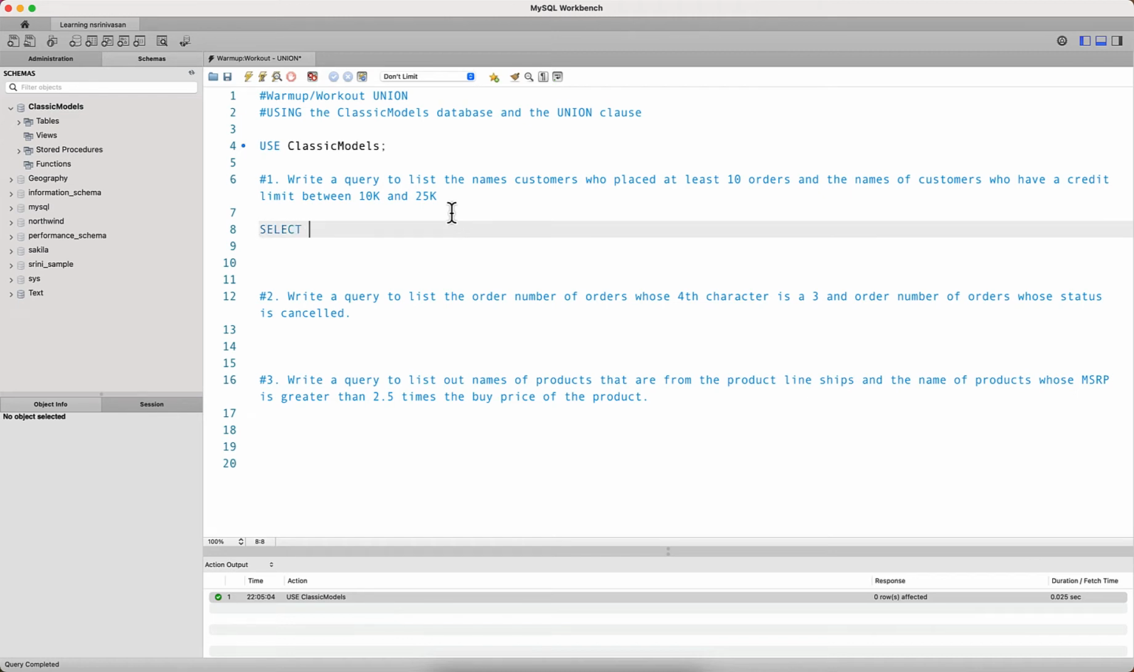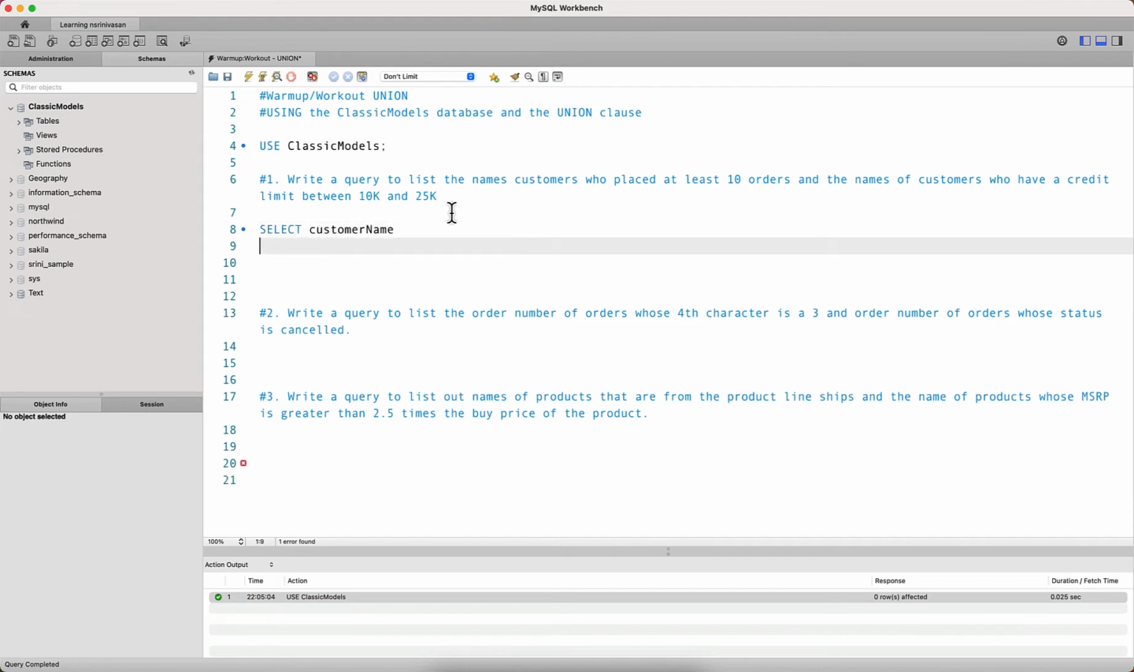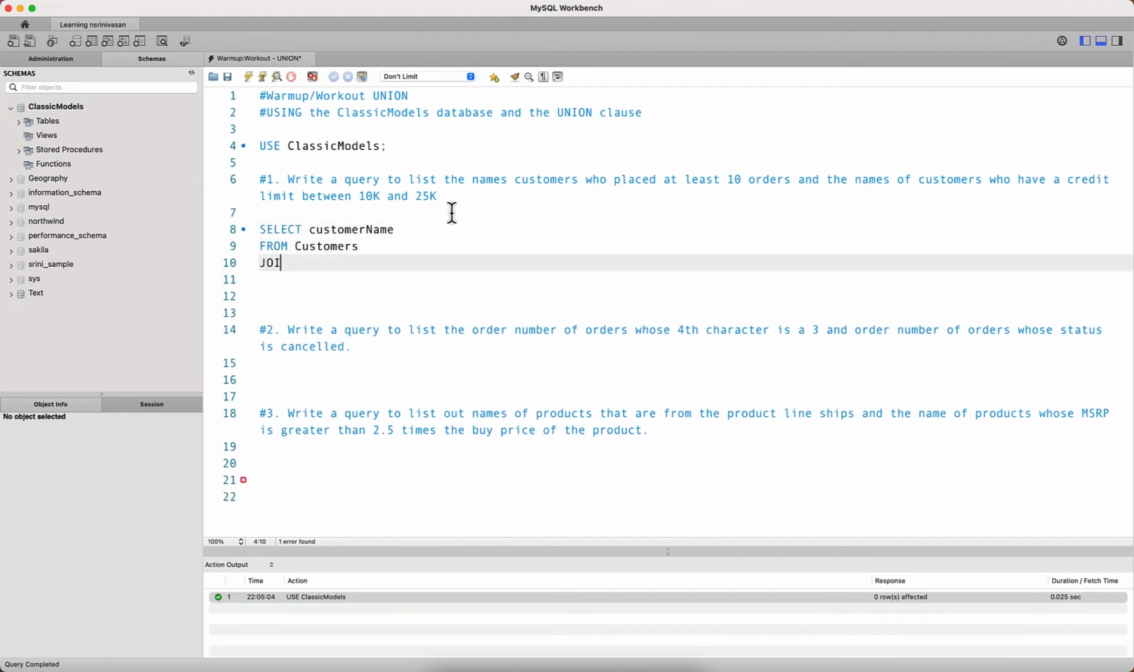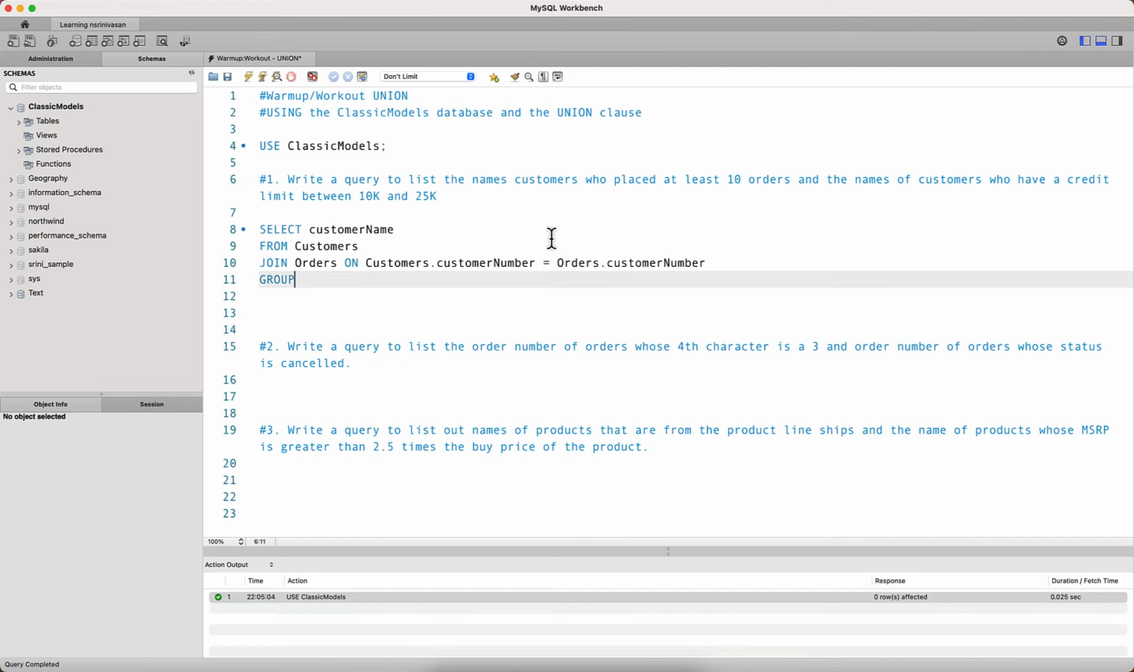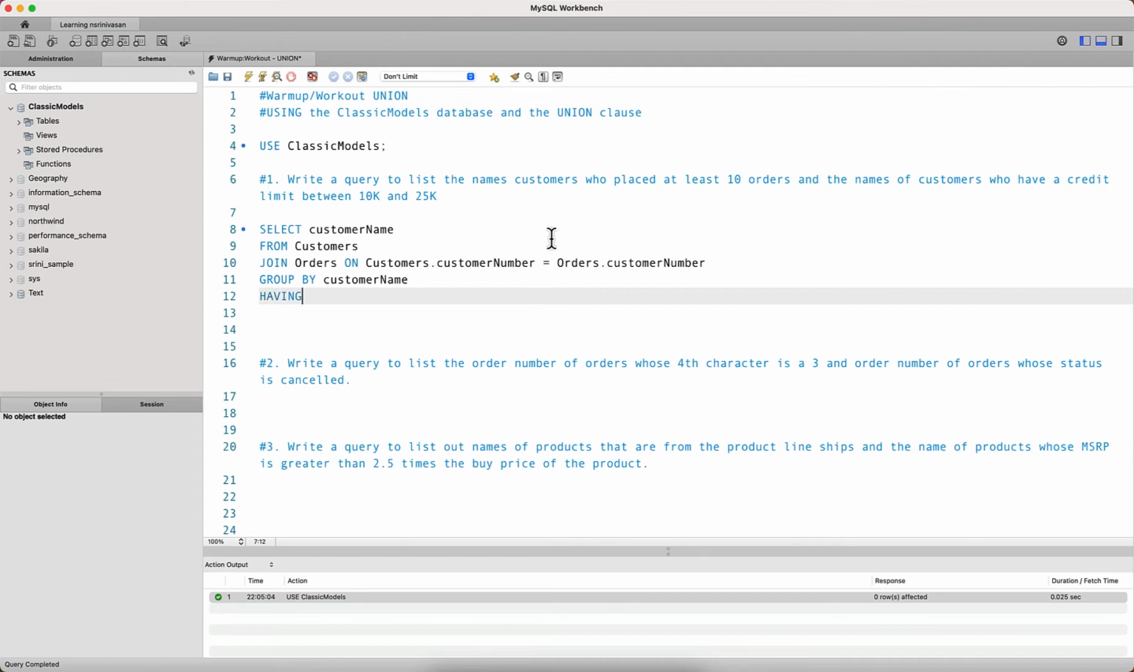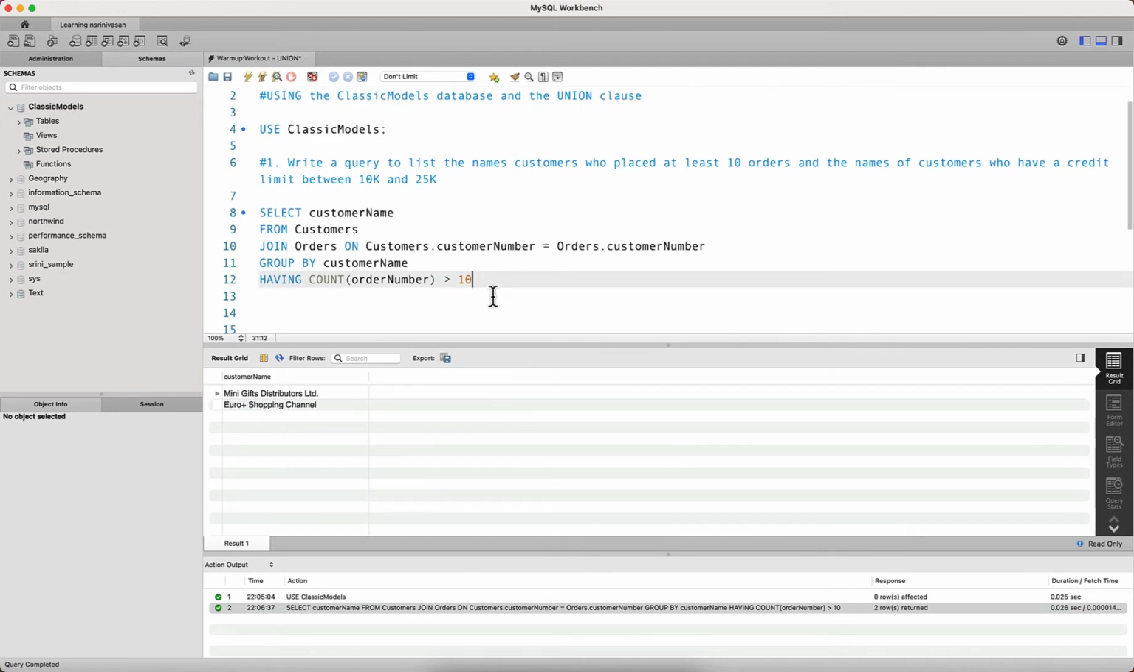So, I shall start off by saying select customer name from customers. I'm going to join the orders table. I'm going to attempt the first part of this query, names of customers who placed at least 10 orders. So I'm going to join the orders table on customers.customer number is equal to orders.customer number. I'm going to group by customer name having count of order number greater than 10. This is a query that gives me the two customers who placed at least 10 orders.